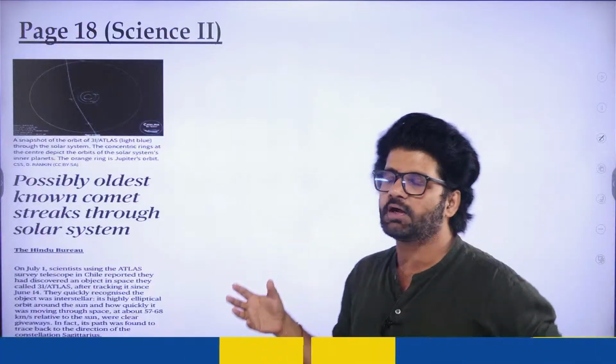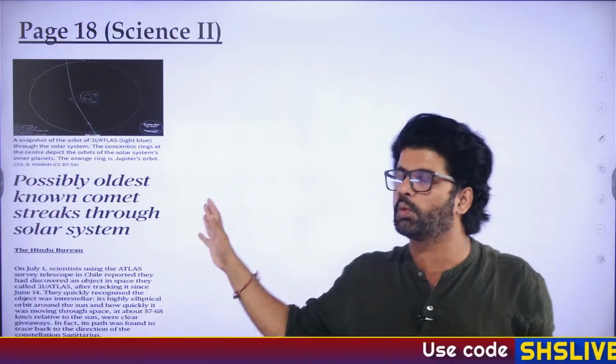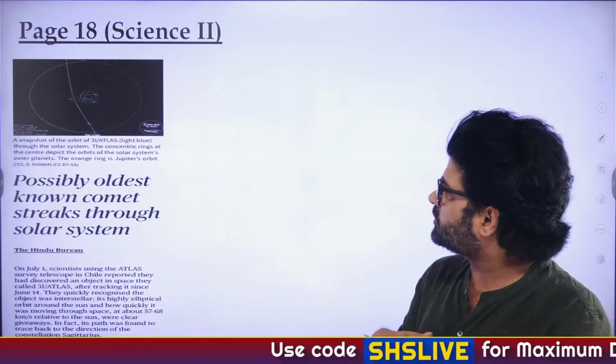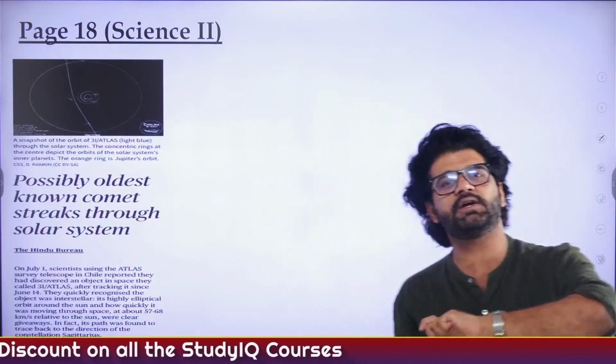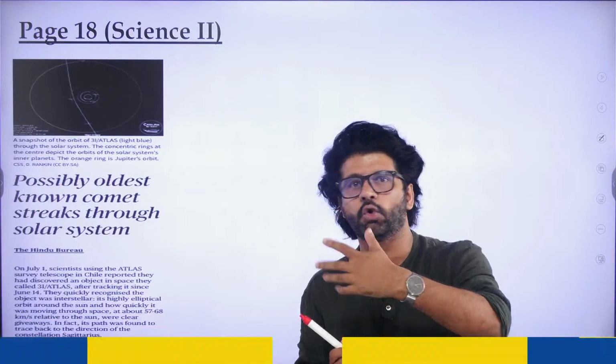So now let's focus on the next article of the day. I will show you one PYQ related to this. Possibly oldest known comet streaks through solar system, page number 18, science page 2. So again, a very tricky article. There are certain keywords here. There are certain technical words here. So today's Hindu is actually very important if you go into the technicality.